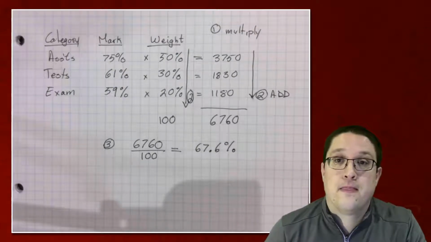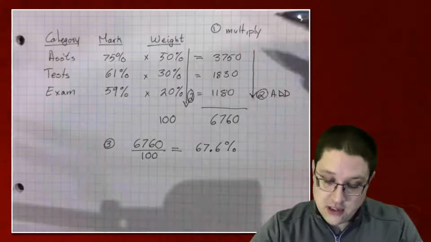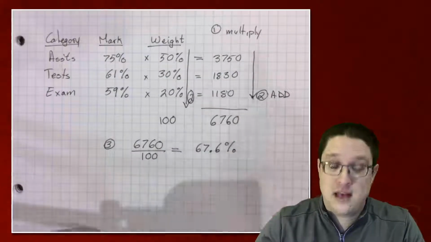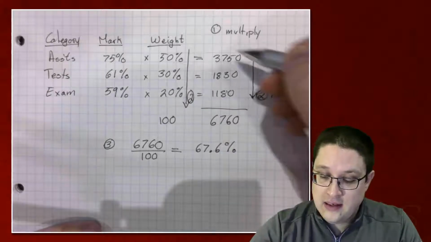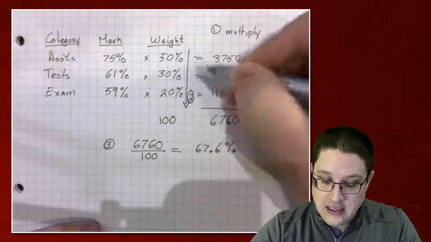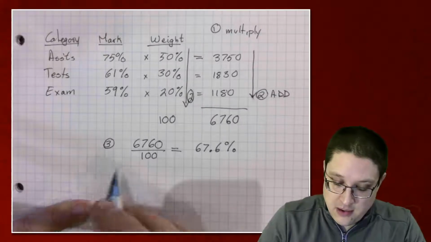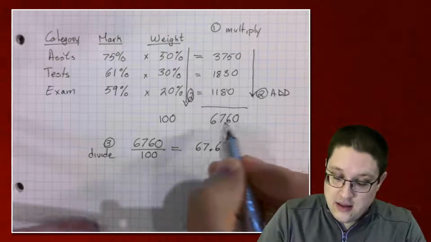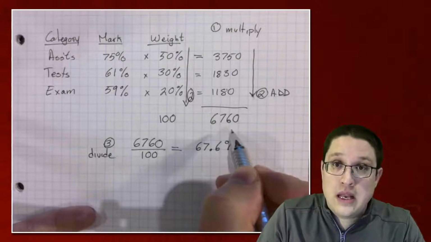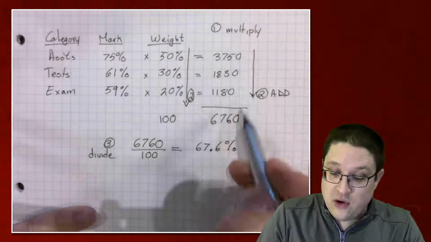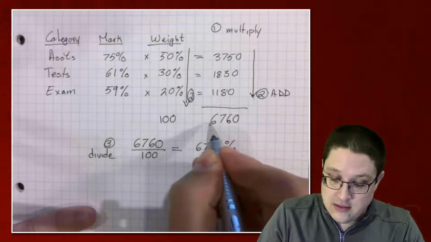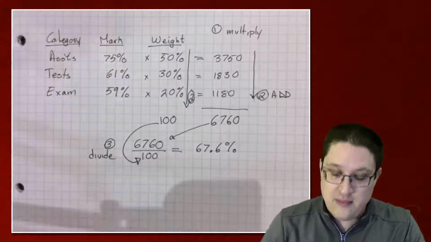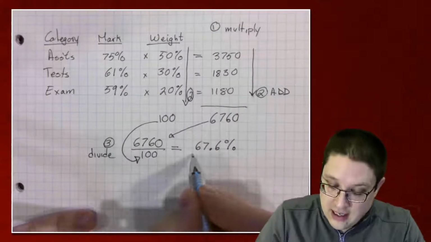67.6%. So our steps are number one, multiply across. Step number two, add this multiplied column and your weights. Step number three, we're going to divide this here, the sum of the numbers you multiplied by the weights. So this one goes here, and this 100 goes on the bottom. That's what we're dividing by. That gets our answer here.